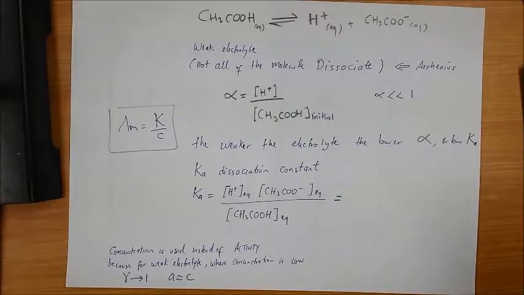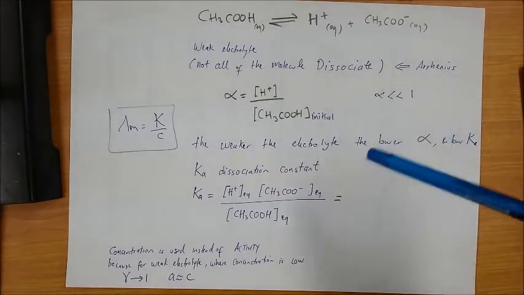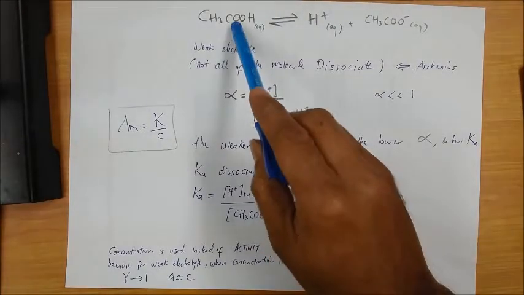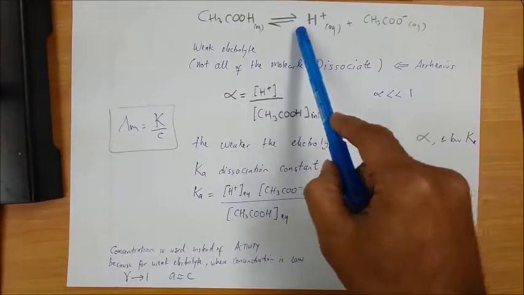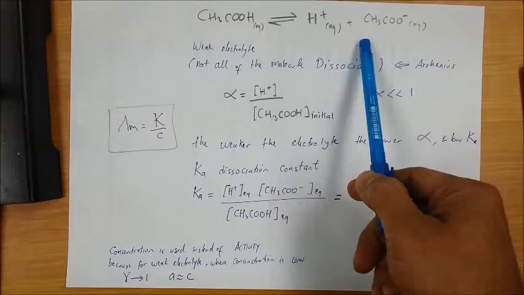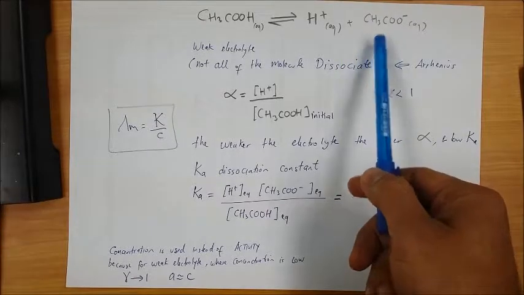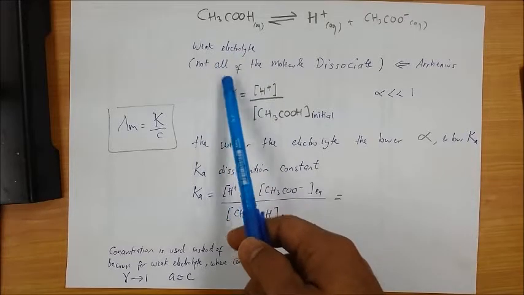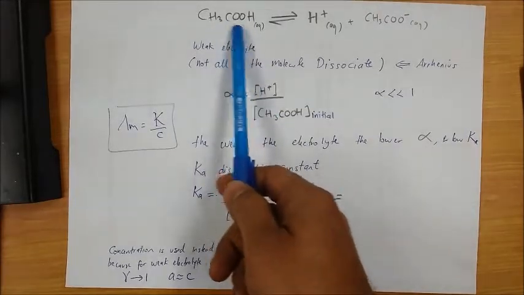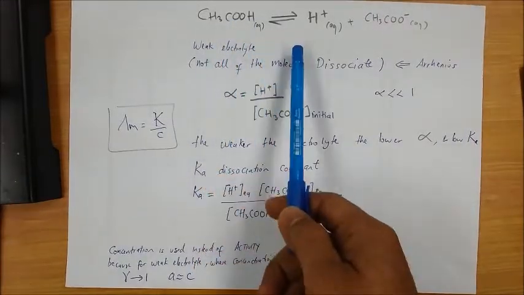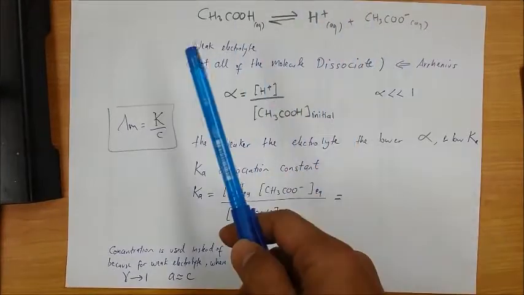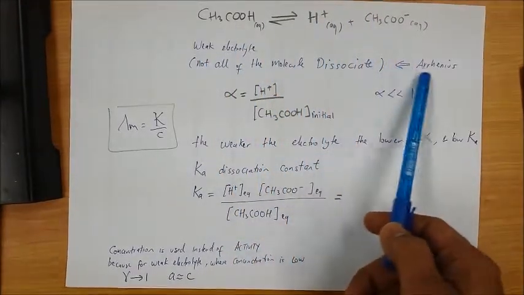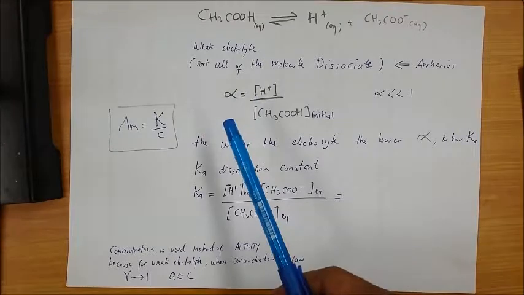Alright, so we continue with a case of a weak electrolyte. Let's do the example of acetic acid dissociating in water to give protons and the conjugate base, acetate. Now, for a weak electrolyte, not all of the acetic acid molecules will dissociate into H plus and the acetate. Now, this is a theory by Arrhenius.